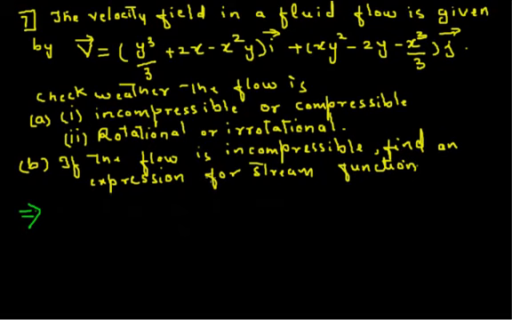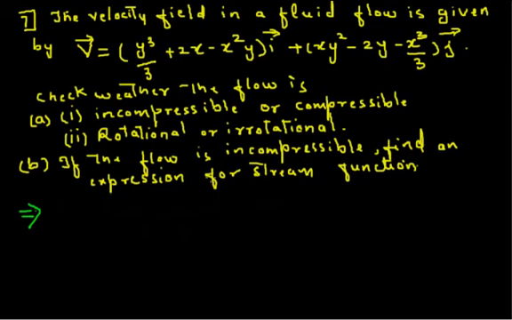The next problem is as follows. The velocity field in a fluid flow is given by vector V is equal to (y cube by 3 plus 2x minus x square y) into i plus (xy square minus 2y minus x cube by 3) into j. Check whether the flow is, part 1, incompressible or compressible. Part 2, rotational or irrotational. And B, if the flow is incompressible, find an expression for stream function. So this is a problem.